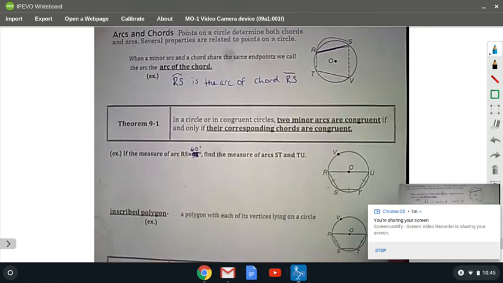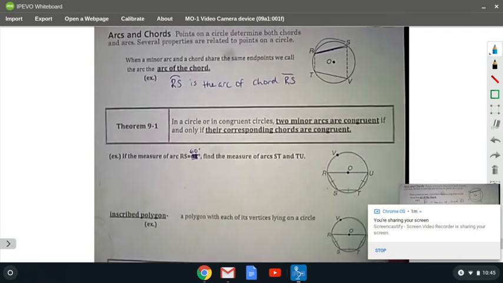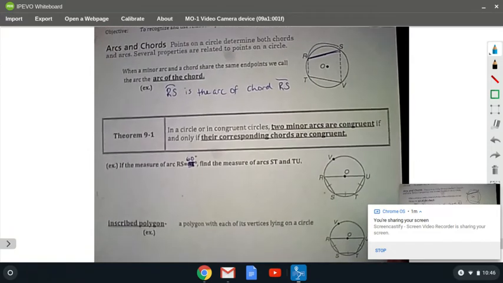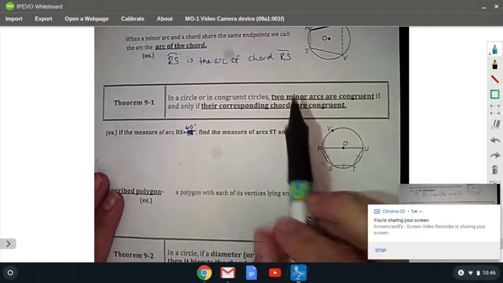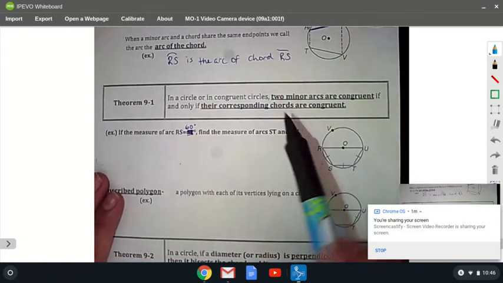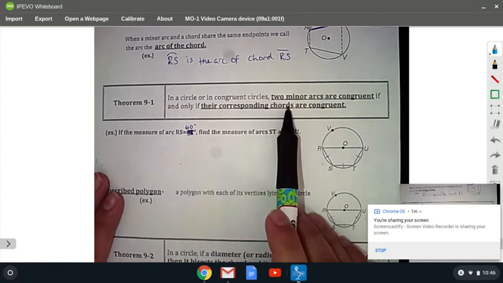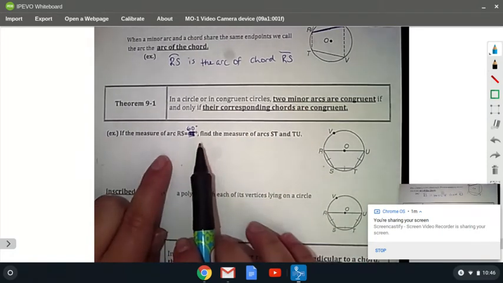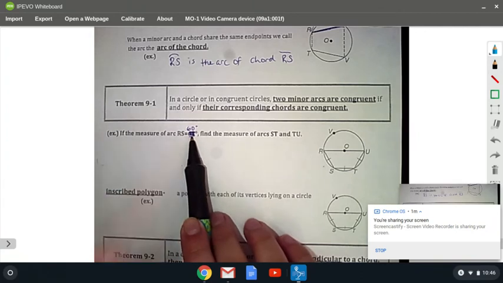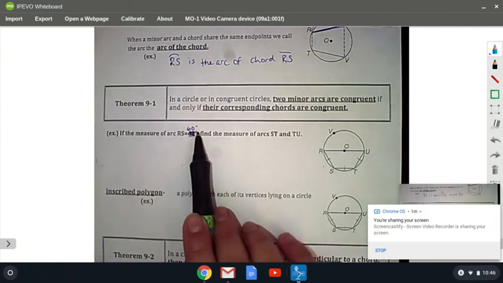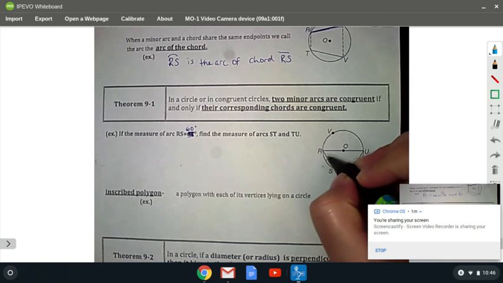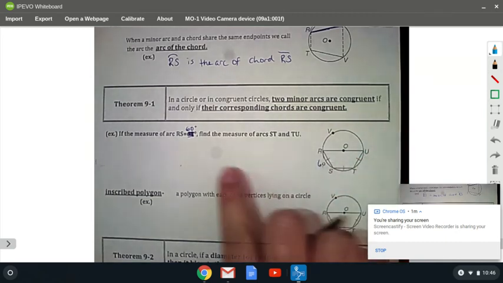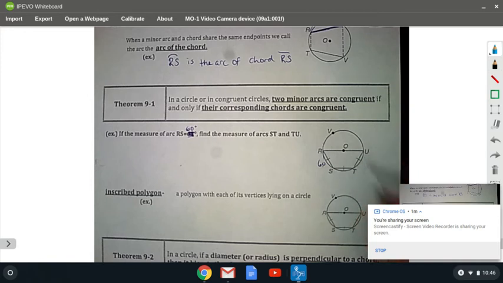In a circle or in congruent circles, two minor arcs are congruent if and only if their corresponding chords are congruent. In this picture, there is a typo on the copy that I'm going to upload. This should say 60. I believe it says 62 on your version. If the measure of arc RS equals 60, find the measure of arcs ST and TU.